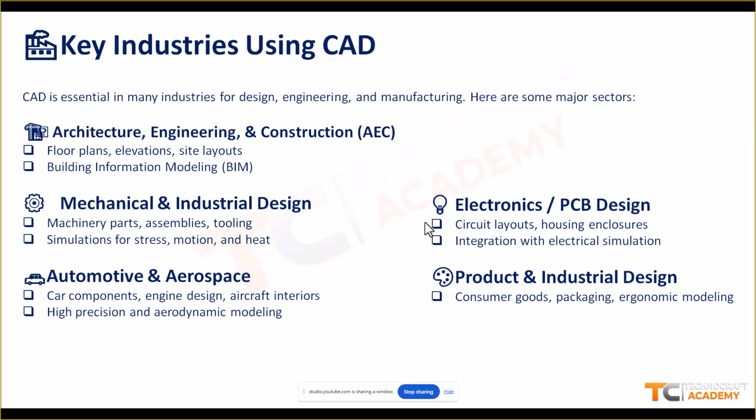We use CAD tools like AutoCAD and Autodesk Revit MEP, and so on. When it comes to mechanical and industrial design, we use it for machinery parts, assemblies, and tooling, and also to do analysis based on stress and motion, and advanced simulations like dynamic, nonlinear and linear analysis, crash analysis, as well as NVH analysis.